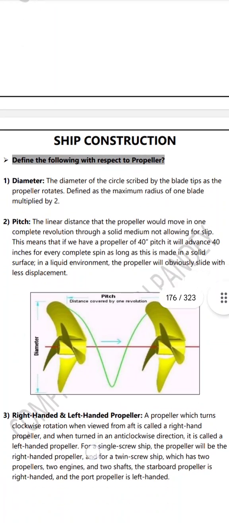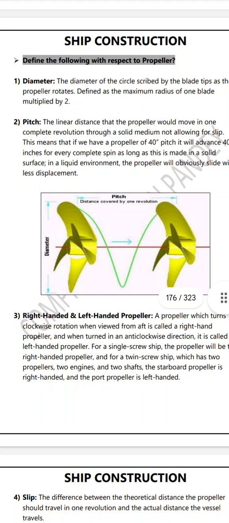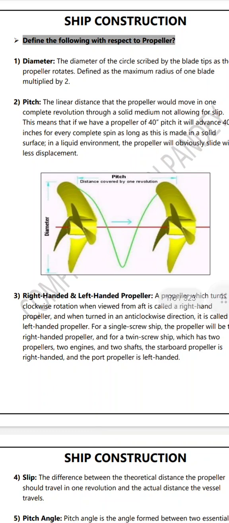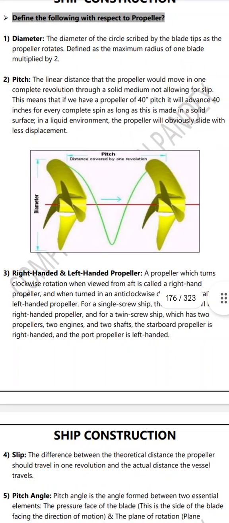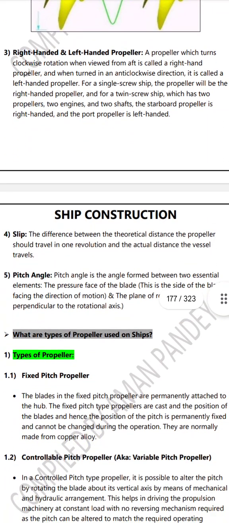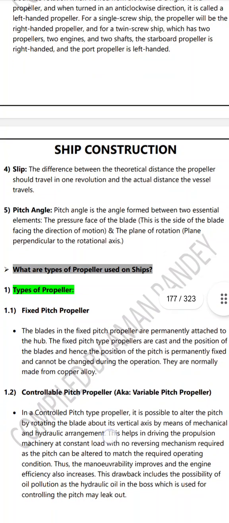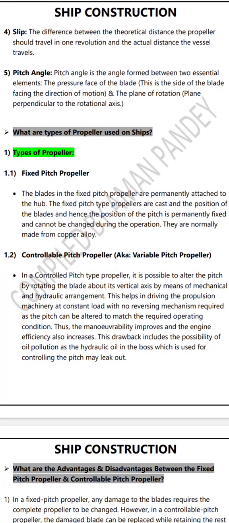What is the diameter? Diameter is the circle scribed by the blade tips as the propeller rotates, defining the maximum radius of the blade. Pitch is the linear distance the propeller will move in a complete revolution through a solid medium, not allowing for slip. This means that if you have a propeller with 40-inch pitch, it will advance 40 inches for every complete revolution. Right-handed, left-handed propeller: left-handed is for screw type. For two shafts, right-handed propeller on the port side. Slip is the difference between the theoretical distance the propeller travels in one revolution and the actual distance.